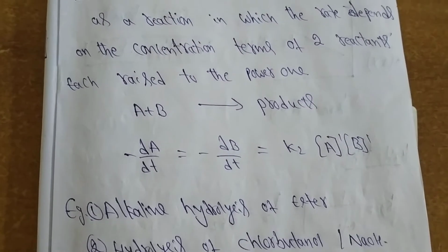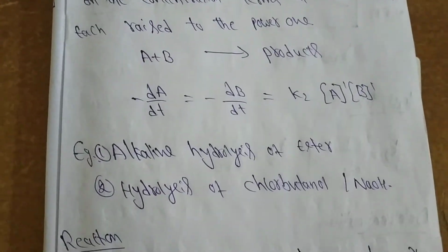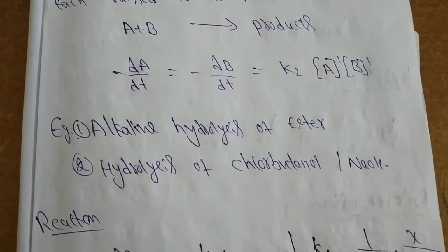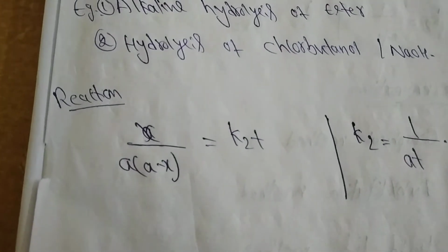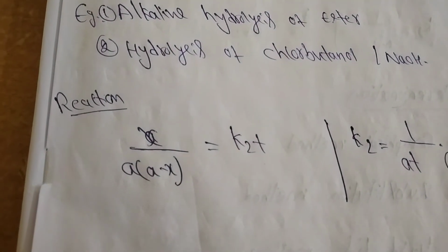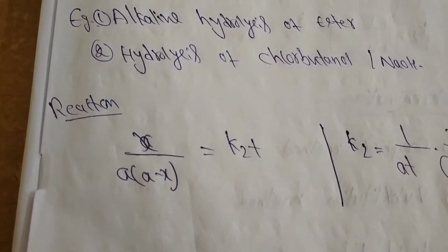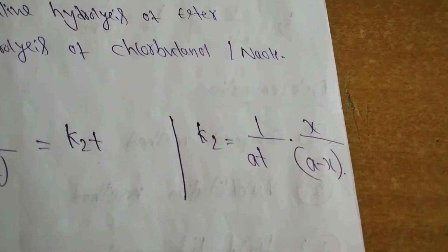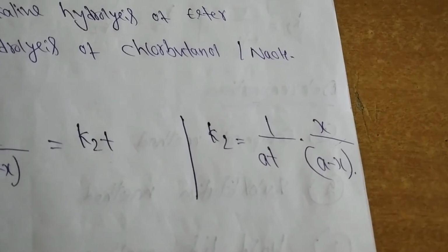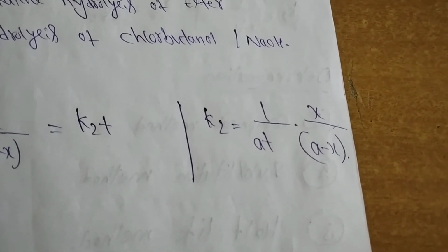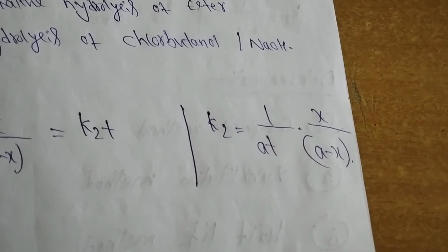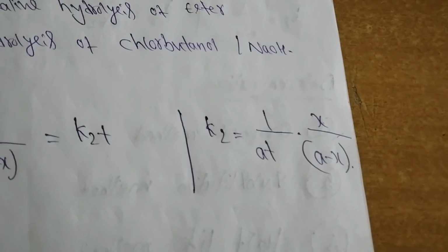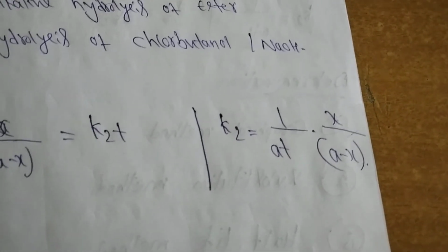B. Examples of second order reactions are alkaline hydrolysis of ester and hydrolysis of chlorbutanol by sodium hydroxide. The reaction rate constant is x by a into a minus x is equal to K2 t. It is also written as K2 is equal to 1 by at into x by a minus x. In the above equation, K2 is the second order rate constant, a is the initial concentration, t is time, x is the amount of drug reacted, a minus x is the amount of drug remaining with respect to time.